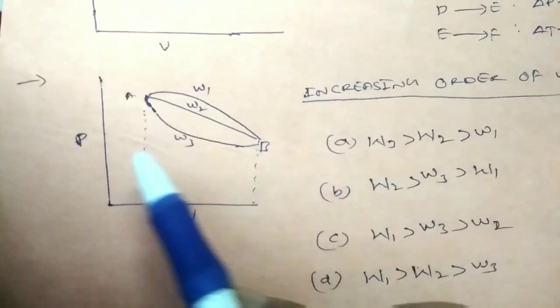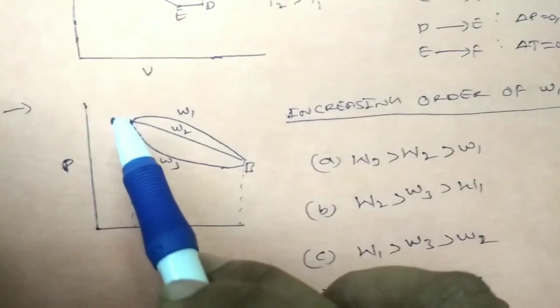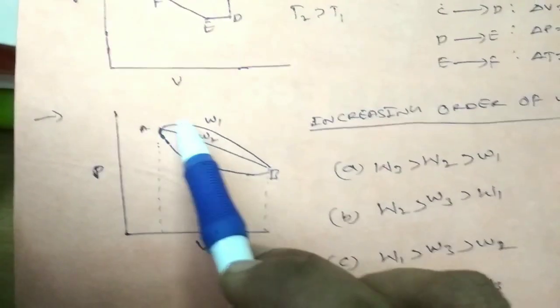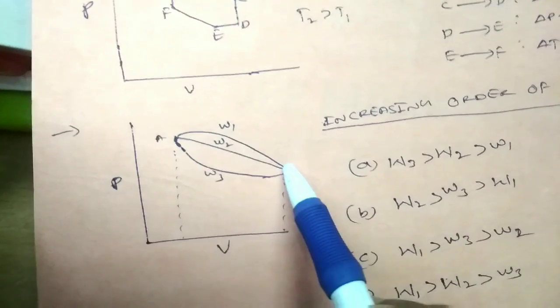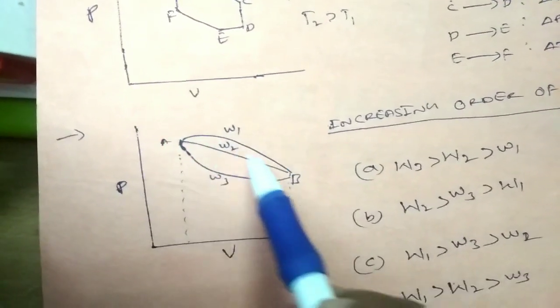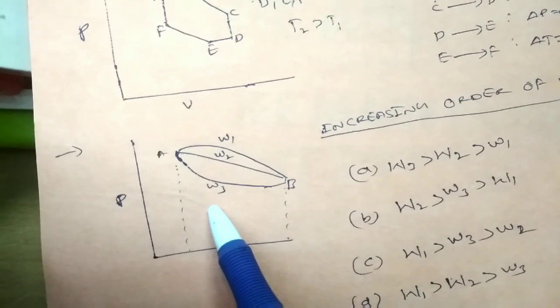Got it? So the pressure versus volume graph is given, and in this we have to reach from A to B. So this is one path you have, this is one path, and this is one path. The work done along this path is W1. The work done along this middle path is W2. The work done along this path is W3.